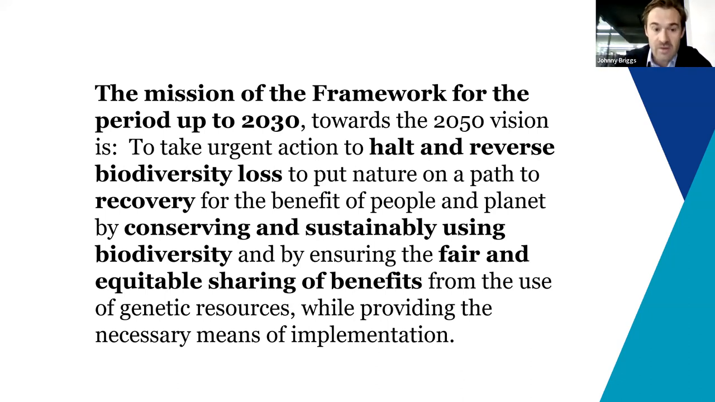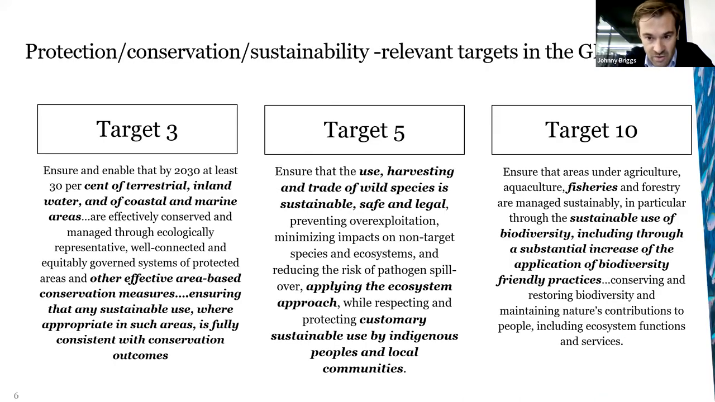it details quite a few things that it's setting out to do, to halt and reverse biodiversity loss. It also includes sustainable use of biodiversity and ensuring that all this is underpinned by the equitable sharing of benefits. So, there are numerous targets, as I said, but really crucial, I think, to the conservation of the ocean are targets 3, 5, and 10.